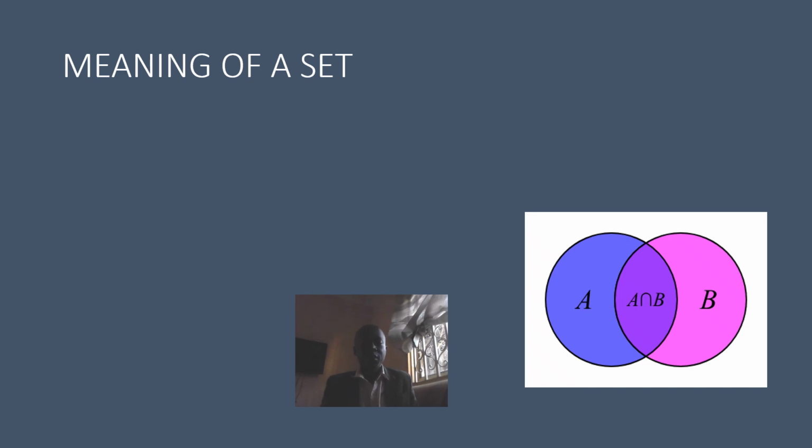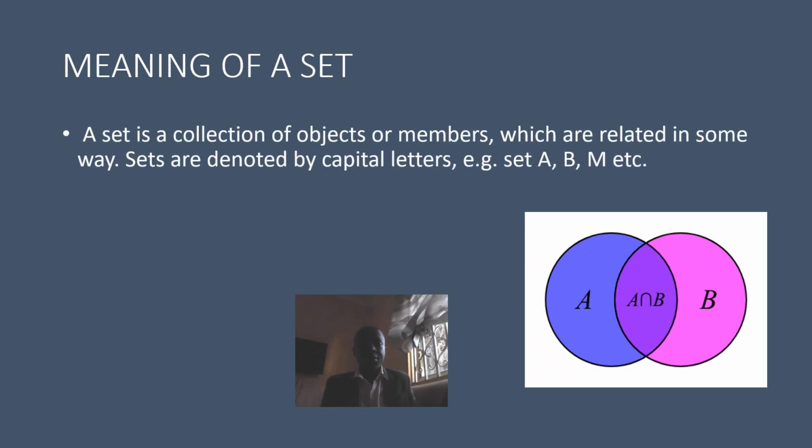So, meaning of a set. A set is a collection of objects or members which are related in some way. All sets have objects or members that are related in a given way. For example, we can have a set of names of human beings.